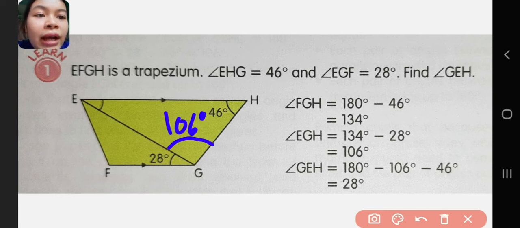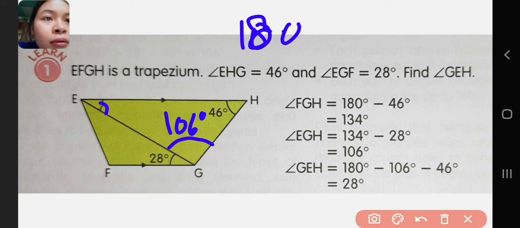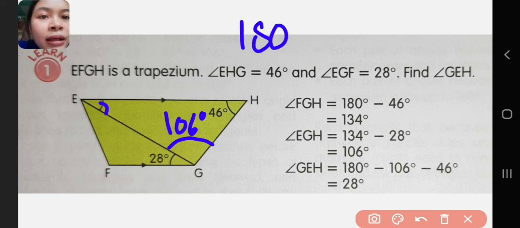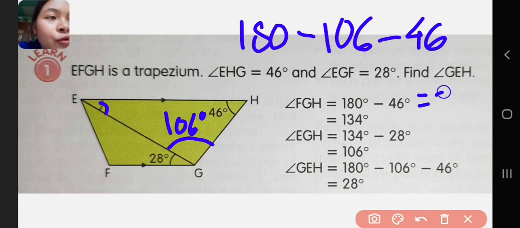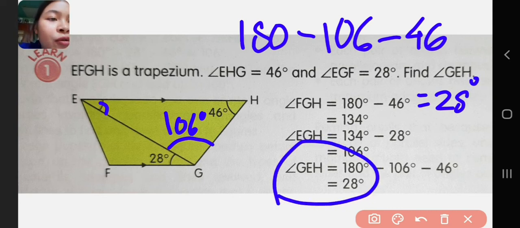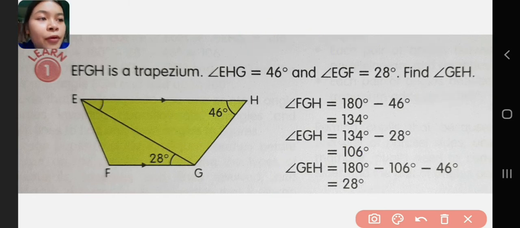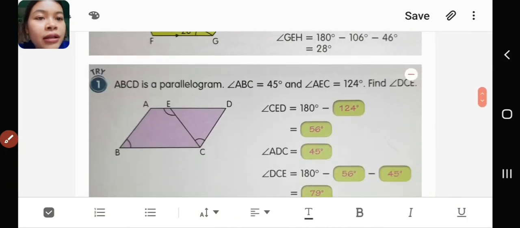Now to find GEH, it is 180 minus 106 minus 46, which equals 28 degrees. So GEH equals 28 degrees. Okay, so that is for that.